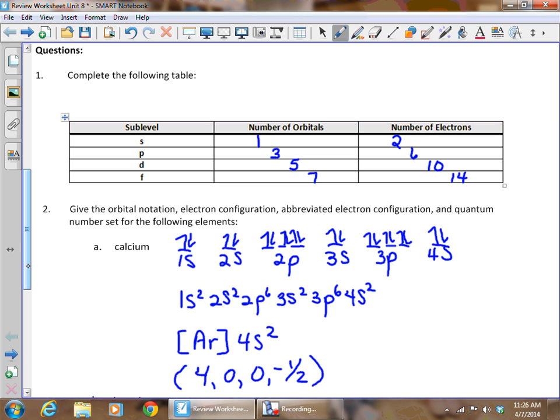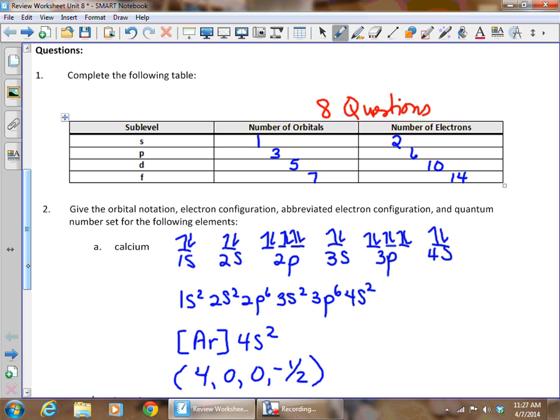I think there are 8 questions about this portion in the multiple choice section over this table. It won't be in a table form, obviously, but it will ask things like how many orbitals are in the S sublevel, how many electrons are in the F sublevel.